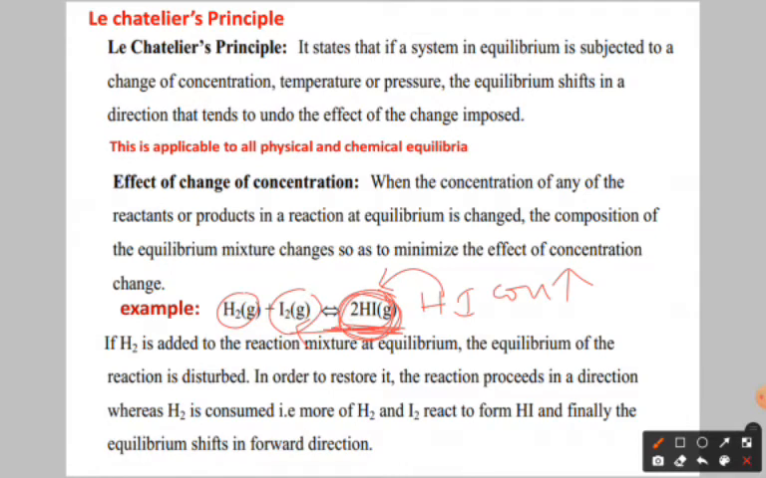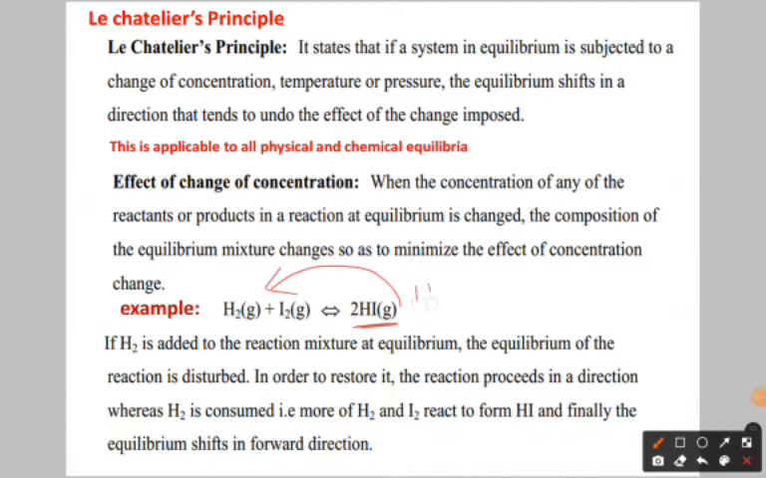So here, three cases I discussed. First time I added H2, so equilibrium is shifted toward the forward direction. If I add the I2, equilibrium shifted towards the forward direction, nothing but reactants are converted into products. Now second case, if you add HI, what happened now, product is converted into reactant. If you add the product, the reaction is going in the backward direction.